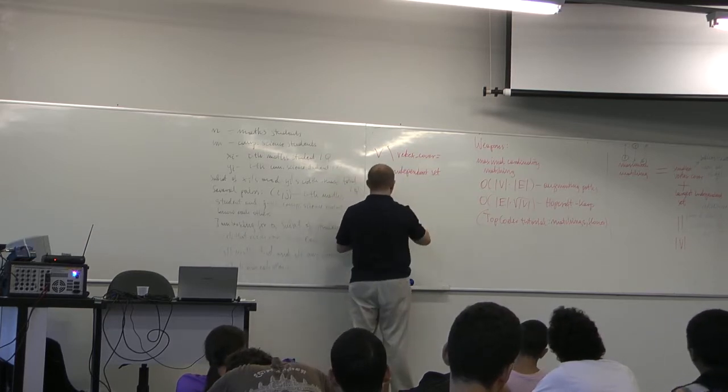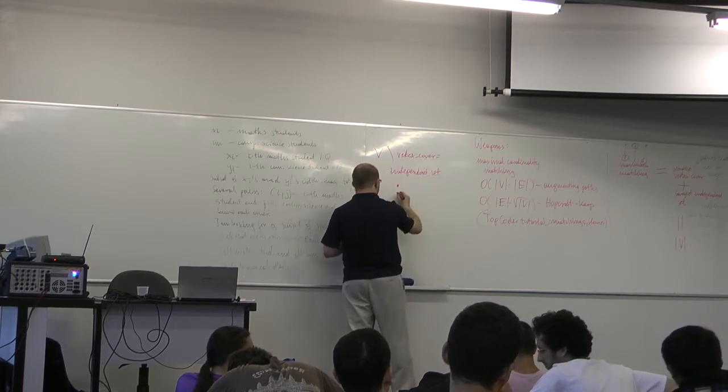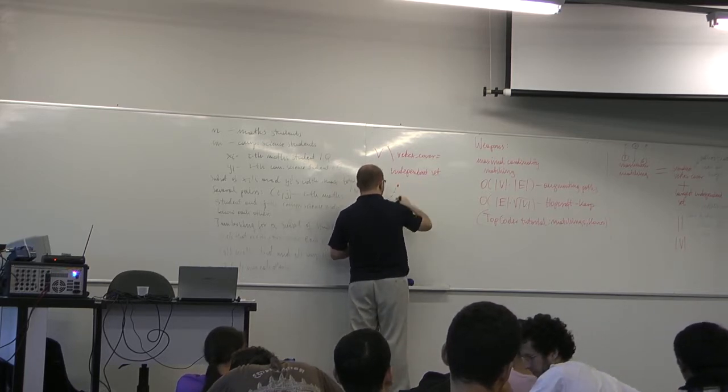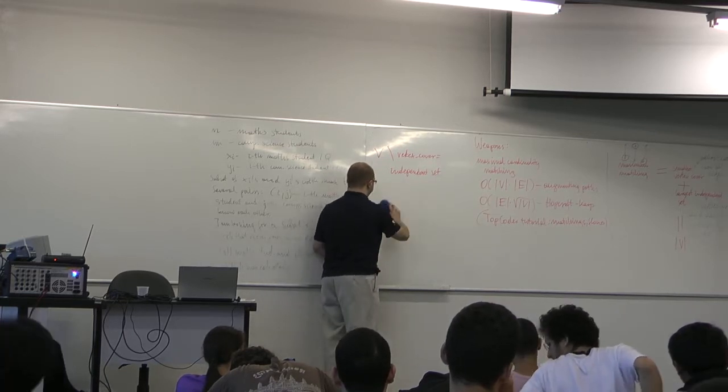Just again, if I have a vertex cover and I remove it, then between any two nodes in the resulting set there cannot be an edge, because then this edge would be covered by at least one of these two and it would be part of the vertex cover.